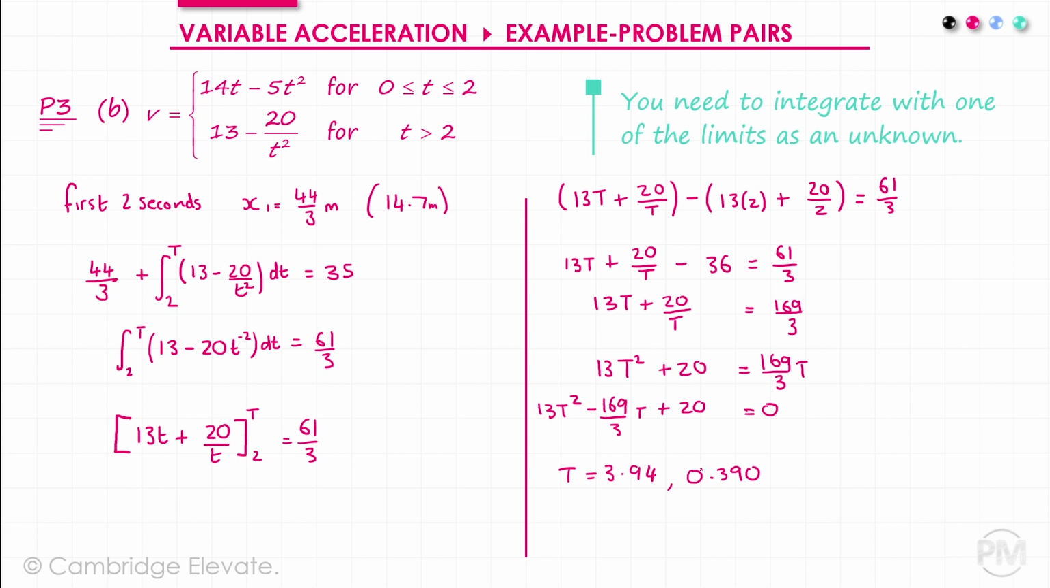However, only one of these answers makes sense because to solve this, we had to use the integral where t is bigger than 2. So we know that the time we're looking for has to be bigger than 2, because after 2 seconds we've only travelled 14.7 meters. So we can say, since we know that t is bigger than 2, t equals 3.94 seconds to 3 significant figures.